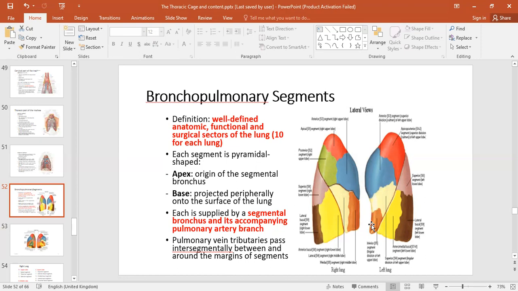All right, I'll wait a bit then. So that is the cardiac notch. Yeah, sorry for that.